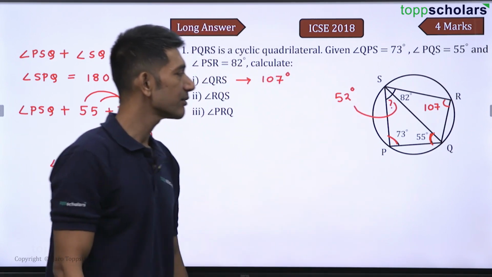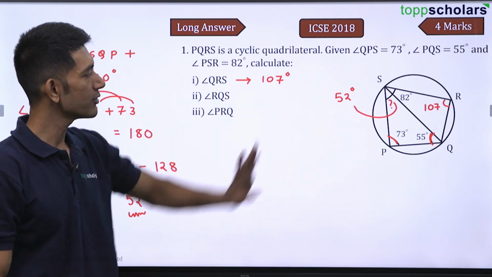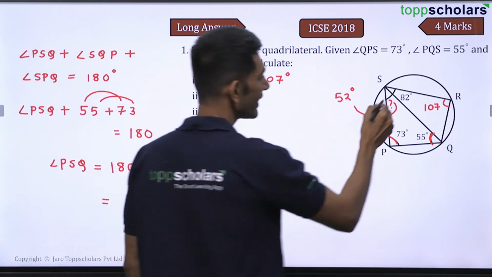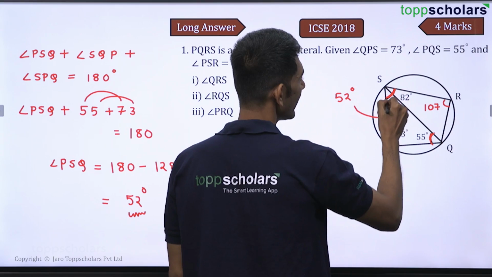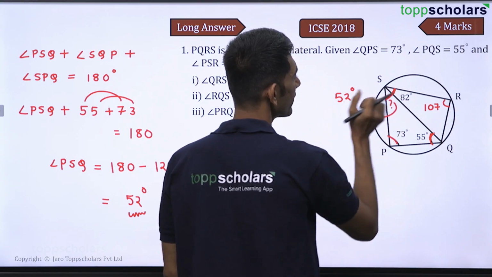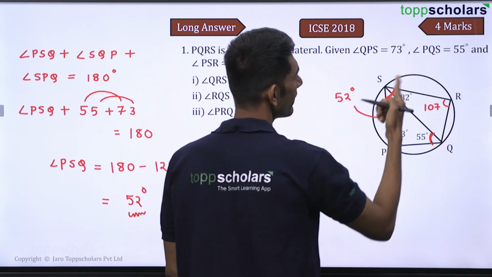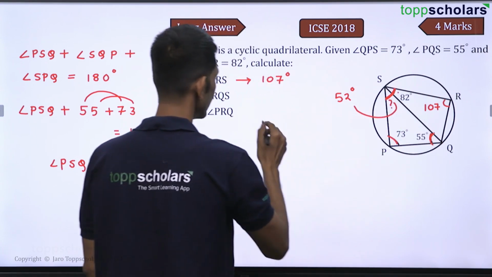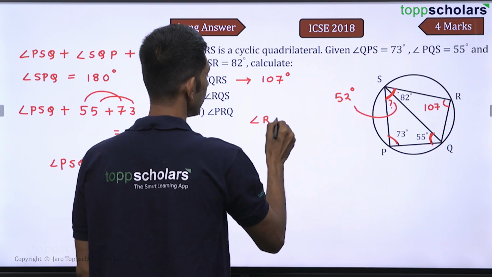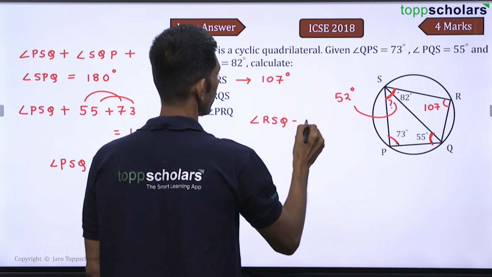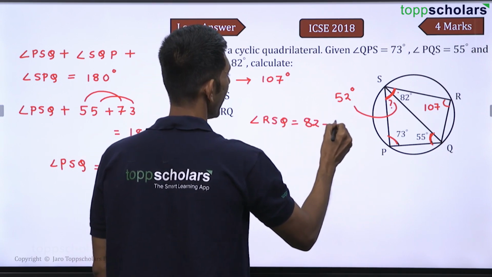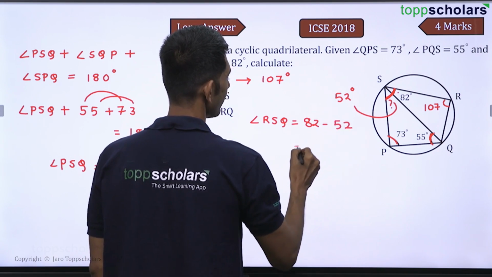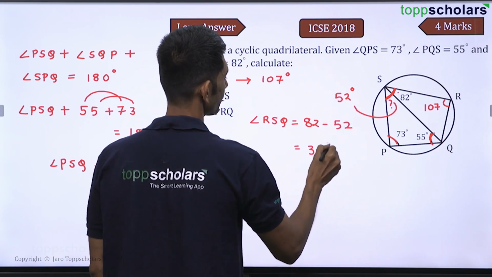We have applied the angle sum property of a triangle. We got the measure of this angle as 52 degrees. Now this entire angle is 82, out of which this part is 52. So how much will be the remaining part? So can I say angle RSQ is equal to 82 minus 52, that is equal to 30 degrees.